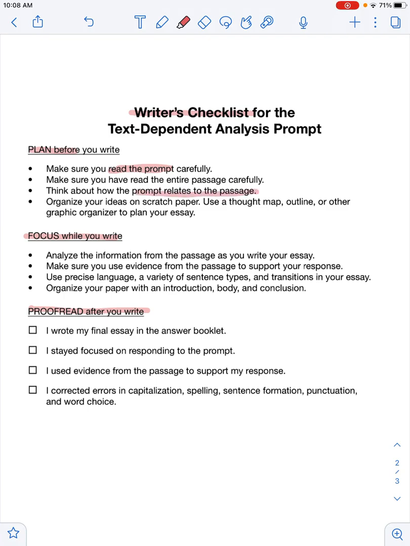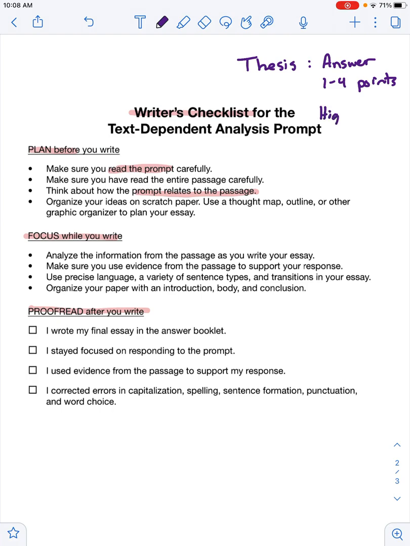We want to make sure we are answering that question. Think about how the prompt relates to the passage. Organize your ideas on scratch paper. What I would suggest for the pre-writing would be I would develop my thesis, because with your thesis, you're going to have your answer. And if you have 1 to 4, different points, which would then become your different paragraphs, they're going to be listed in your thesis. So if you can develop your thesis ahead of time, you already know where all of your body paragraphs are headed.